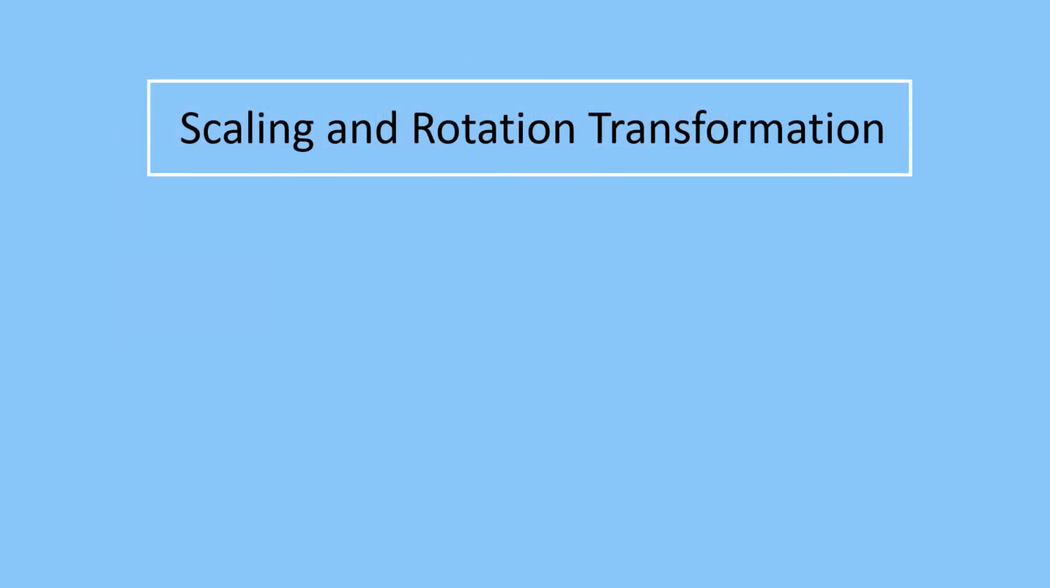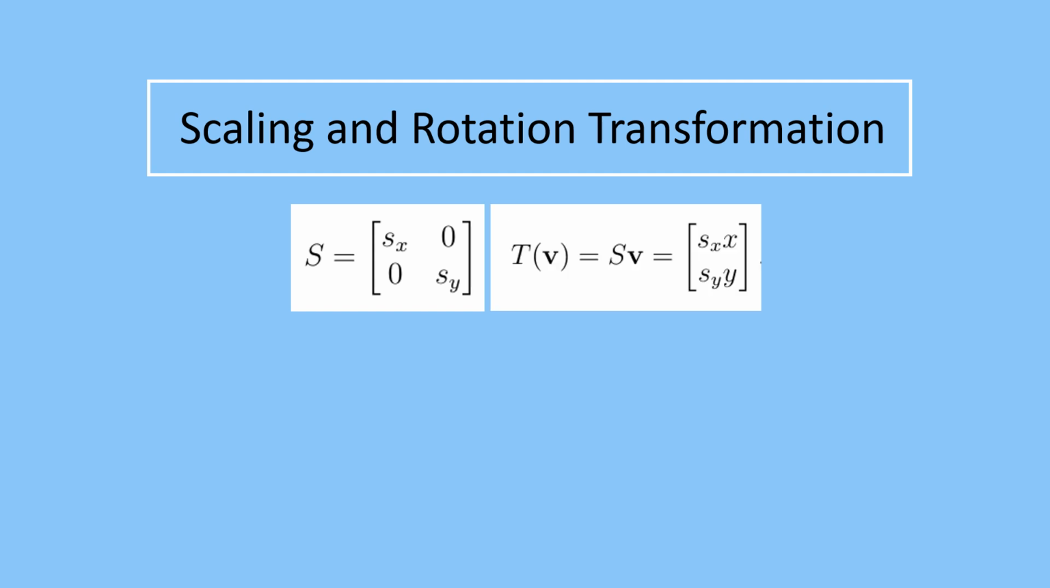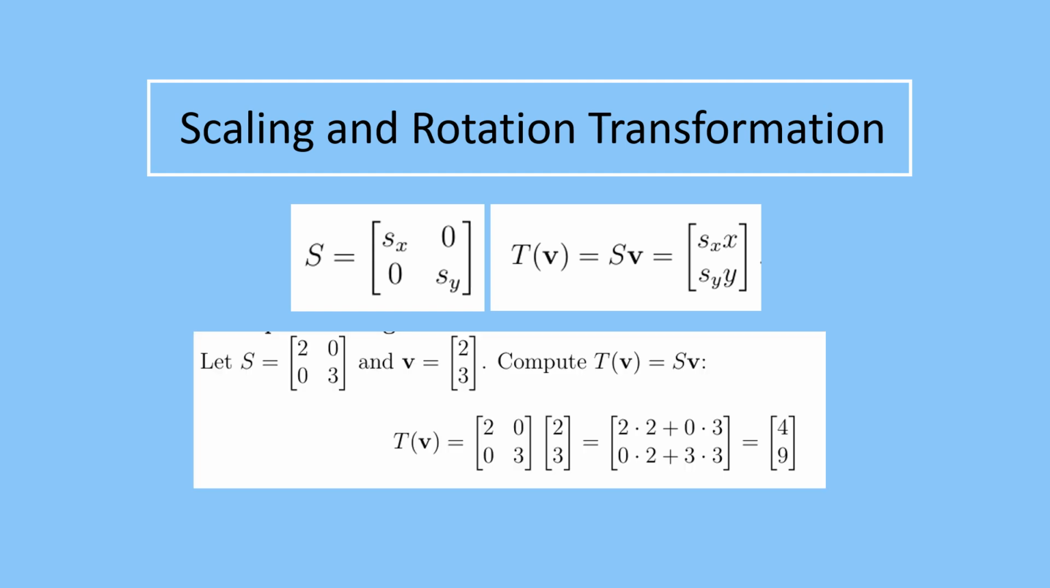Scaling transformations adjust the size of a vector by stretching or compressing its components. For example, consider a scaling matrix in two dimensions, which multiplies the x and y components of a vector by different scaling factors. If we take a vector with entries 2 and 3 and apply a scaling matrix with the scaling factors 2 and 3 respectively, the result is a new vector with entries 4 and 9. This operation is linear because it satisfies both additivity and homogeneity.